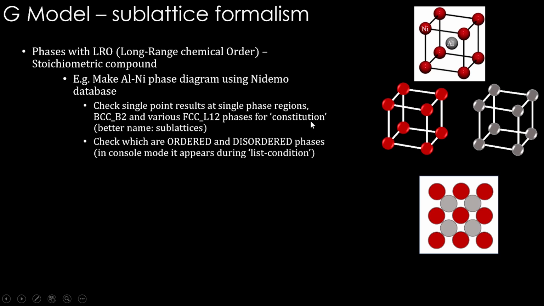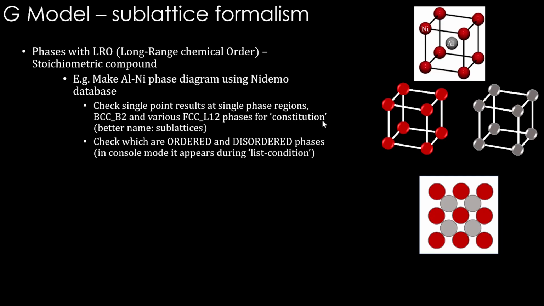Now the term constitution here is used specifically to refer to sublattices, so it could have been called sublattices itself, but the constitution term is used, though we have used this constitution term in a much broader way. Constitutional data for us means what constitutes a material, what are the phases inside, what is their chemical composition, what is their phase fraction, things like that. So that particular meaning is not used here directly. Constitution here means the sublattice information. Based on this we can decide whether a phase is ordered or disordered. So check which are ordered or disordered directly.